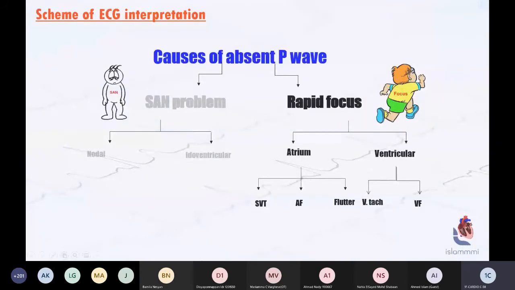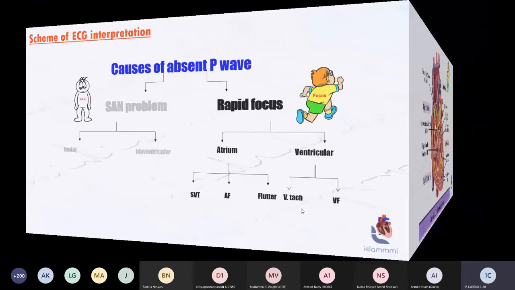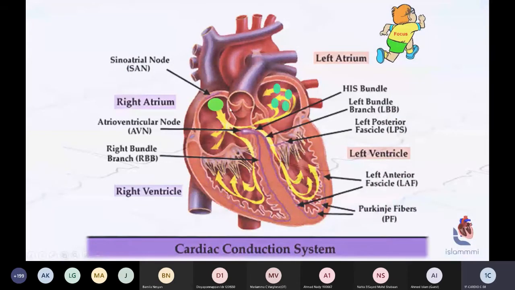Now, the next type of having a stronger point than the normal pacemaker is atrial fibrillation, or AF. This is the normal pacemaker, but we have 3-4 points here firing impulses at a very rapid heart rate. That's why they will overcome the pacemaker, and this will be the pacemaker now. And this is the ECG that we will have.